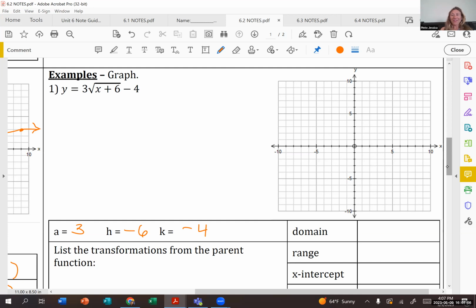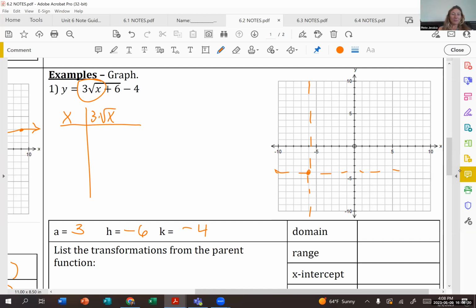I'm going to graph all of these the same way that I did before. So the same way that we graphed the reciprocal function. I'm going to go to -6, -4. I'm going to pretend that that's the new origin, and that's going to help me. That way I only have to make the easy table for this parent function. So I'm going to have x, then I have 3 times the square root of x.